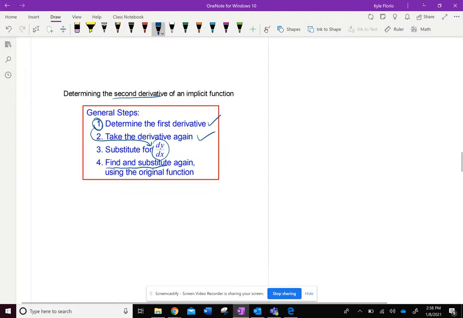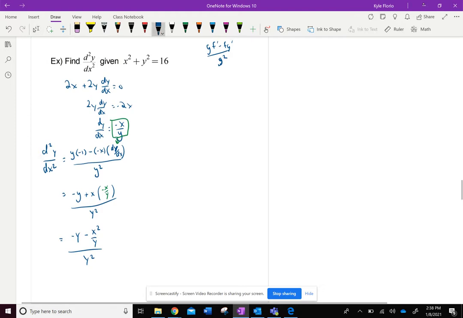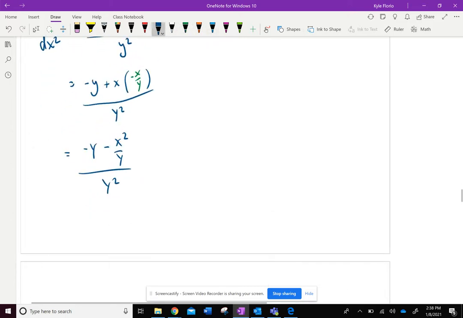And now step 4, find and substitute again using the original function. The original function is x squared plus y squared equals 16. I'm going to try to find x squared plus y squared in this equation and replace it with 16. So I'm going to try to find that. And it's going to take a little bit of work. And this is what you can do here. I see the x squared. I'd like that to be positive. And I'd like to get rid of that y, and I'd like to turn that y into a y squared.